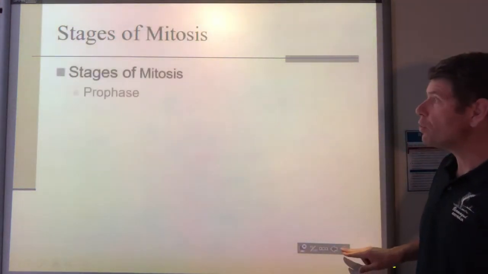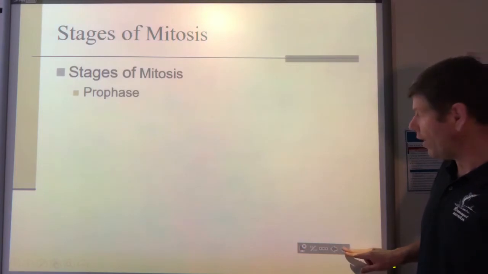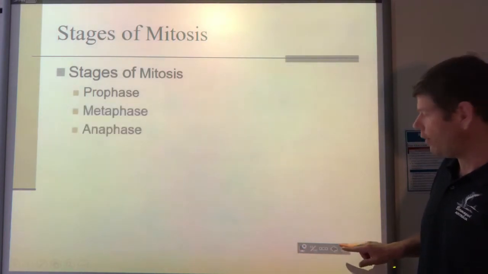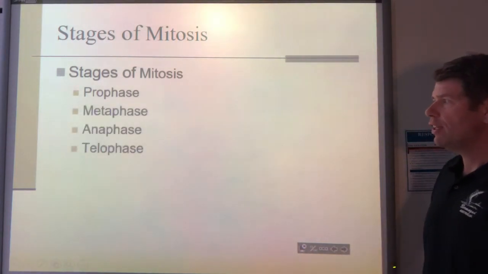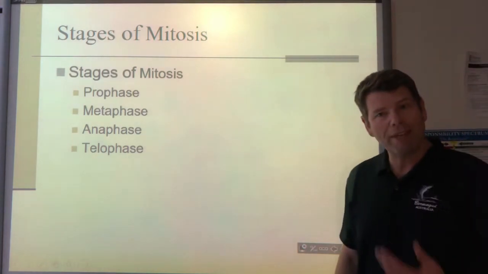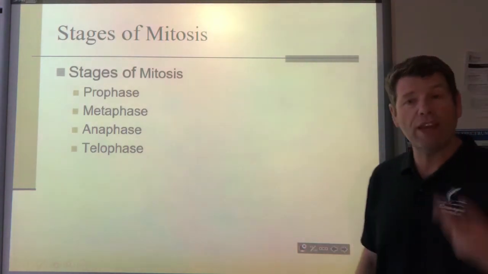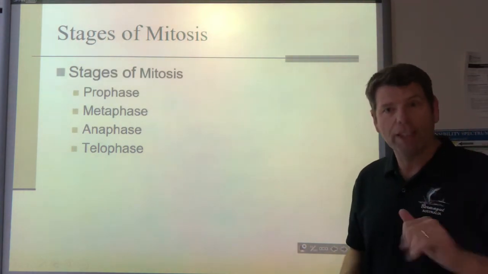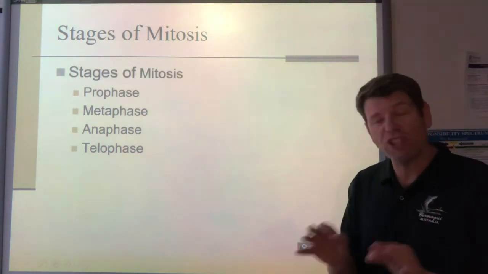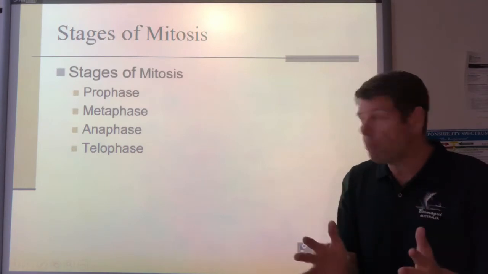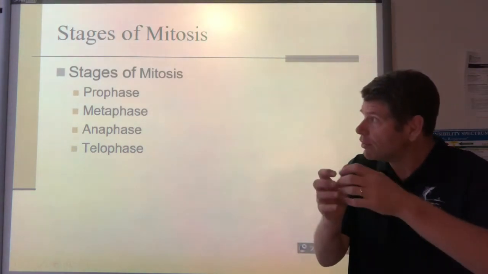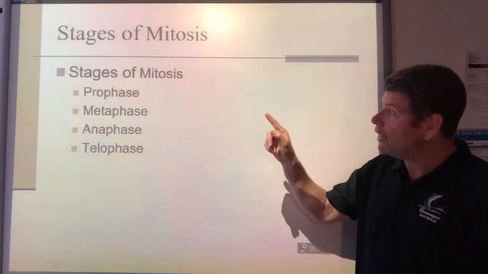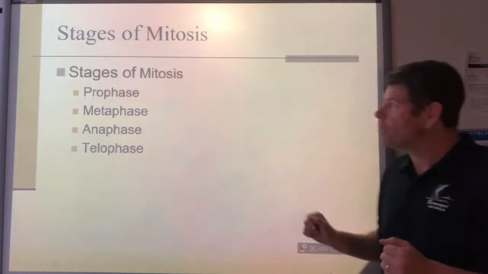Now, we break mitosis up into stages: prophase, metaphase, anaphase, and telophase. Easy way to remember that is PMAT. And if you want to put interphase as part of the whole life cycle, it's IPMAT. But remember that mitosis does not include interphase. It's its own separate stage. And so PMAT form the stages of mitosis.